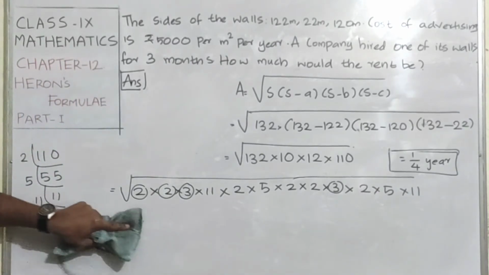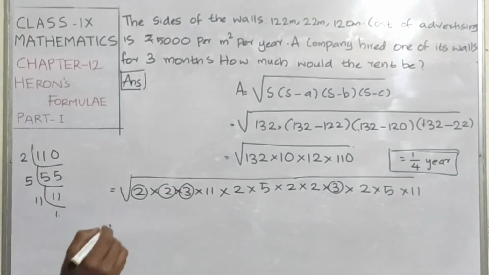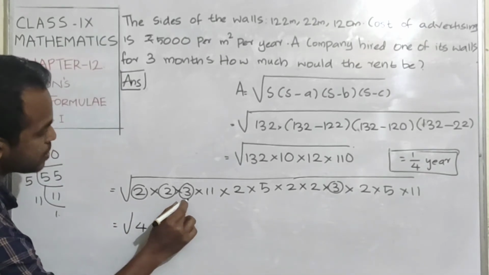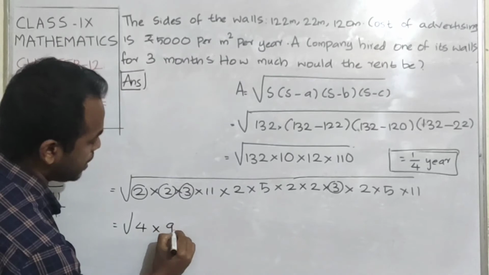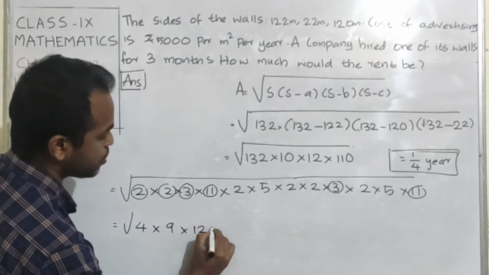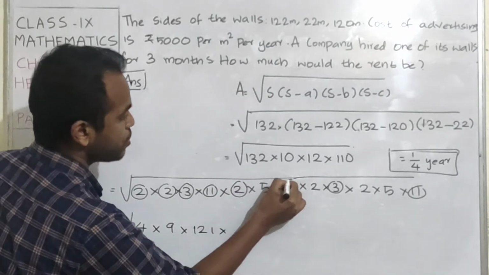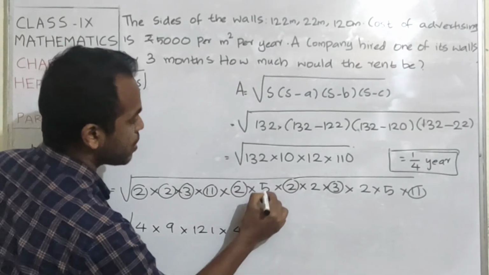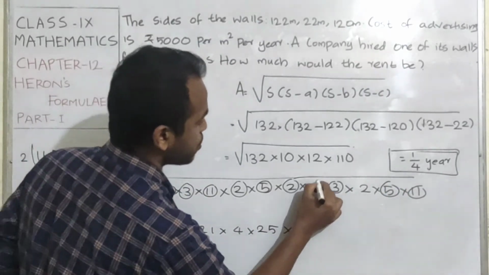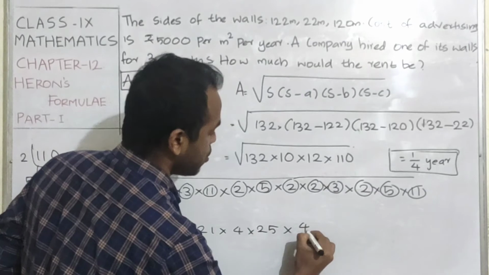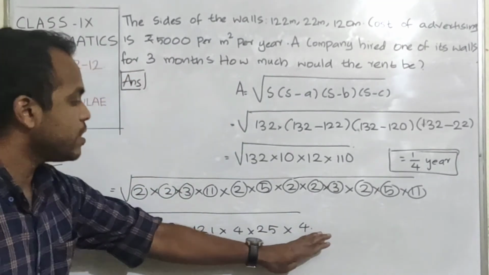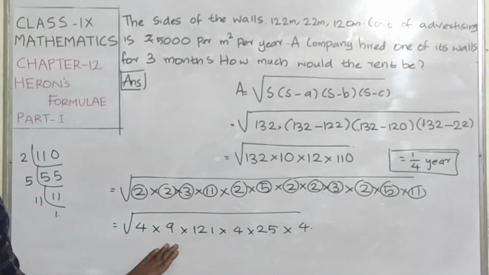Let's write in this way. We will follow the same method. 4 into 3 into 3 is 9. Then 11 into 11 is 121, into 2 into 2 is 4, 5 into 5 is 25, into 2 into 2 is again 4. Now you will understand why I have taken this, because all these numbers have perfect roots.